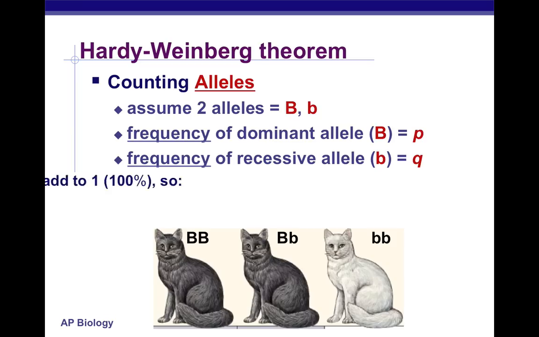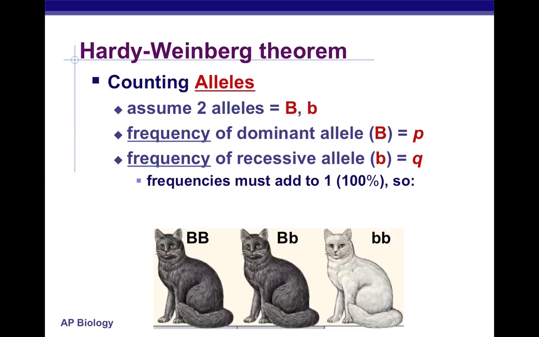Okay, and in this case, the P and the Q, when added together, will equal 1. That makes sense. So again, frequency of the dominant allele. When we're talking about frequency, it's the percentage. So let's say 80% of all the alleles in the gene pool are big B. That would mean this P, the number would be 0.8.